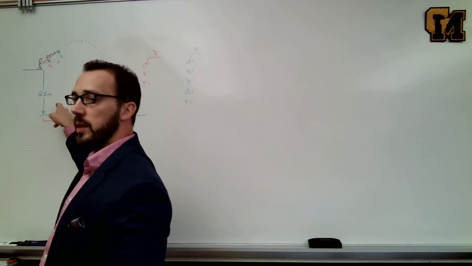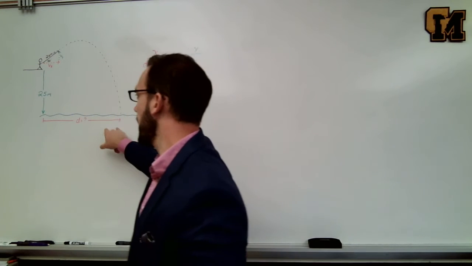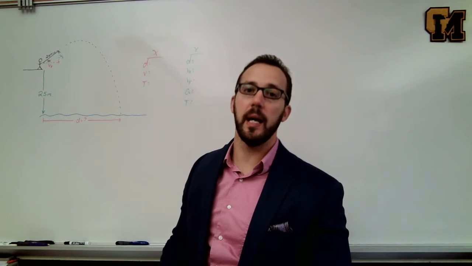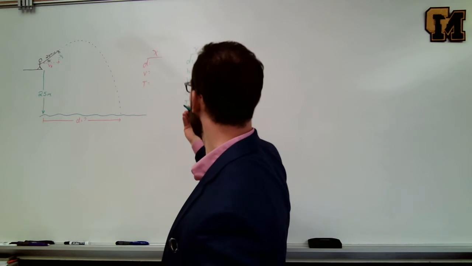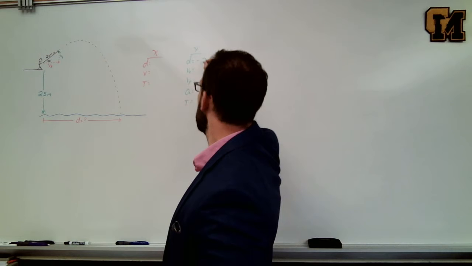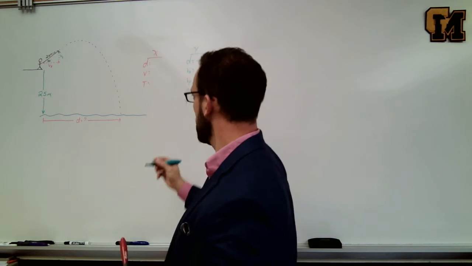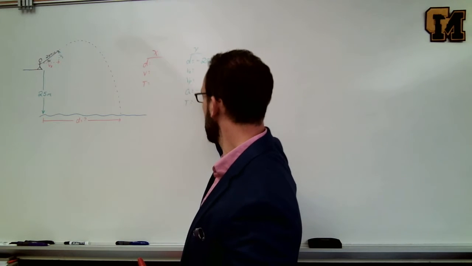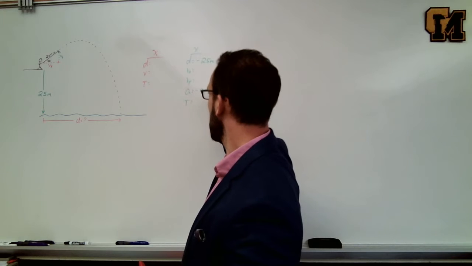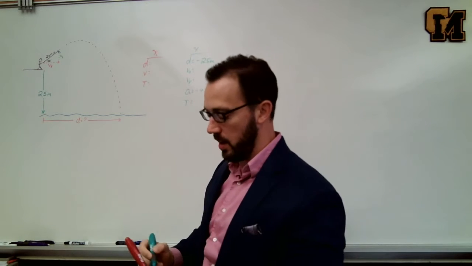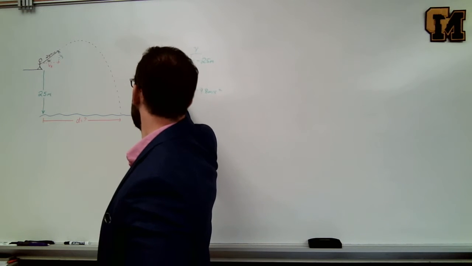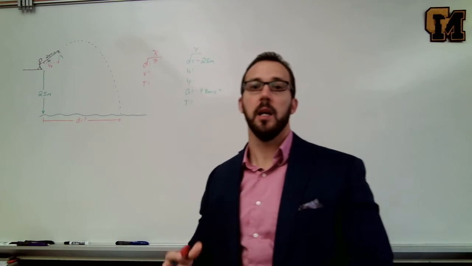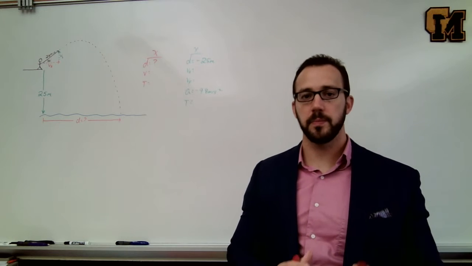We know it's going to fall 25 meters, and we know in the x direction we're trying to figure out how far away this thing is going to land. If I pull a few numbers out of the problem, I know my displacement in the y direction is negative 25 meters, and I know the acceleration is negative 9.8 meters per second squared. In the x direction, I know we're trying to find the displacement of how far away it's going to land.